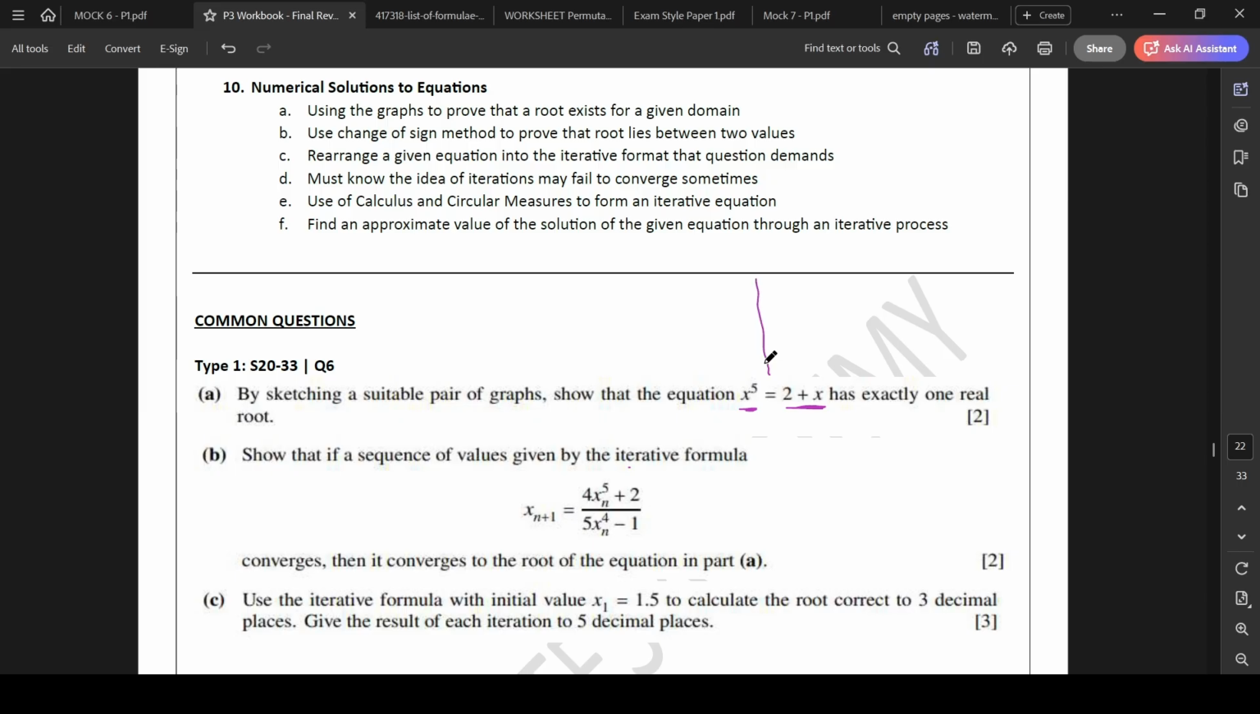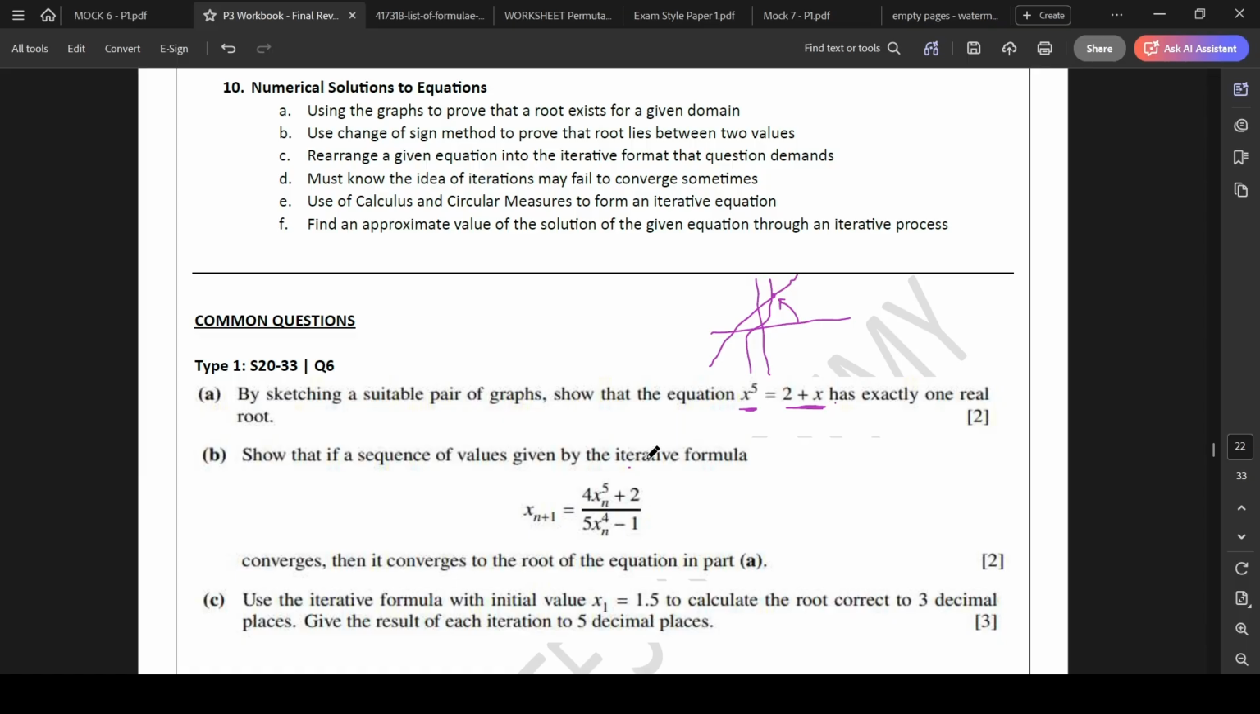Now, graphically, if we are going to plot this, x^5, because it's having an odd number in the power, is going to look something like this. And then 2 + x is a straight line, which is going to look something like this. Now, with the help of this graph, I can clearly show that here is one solution.